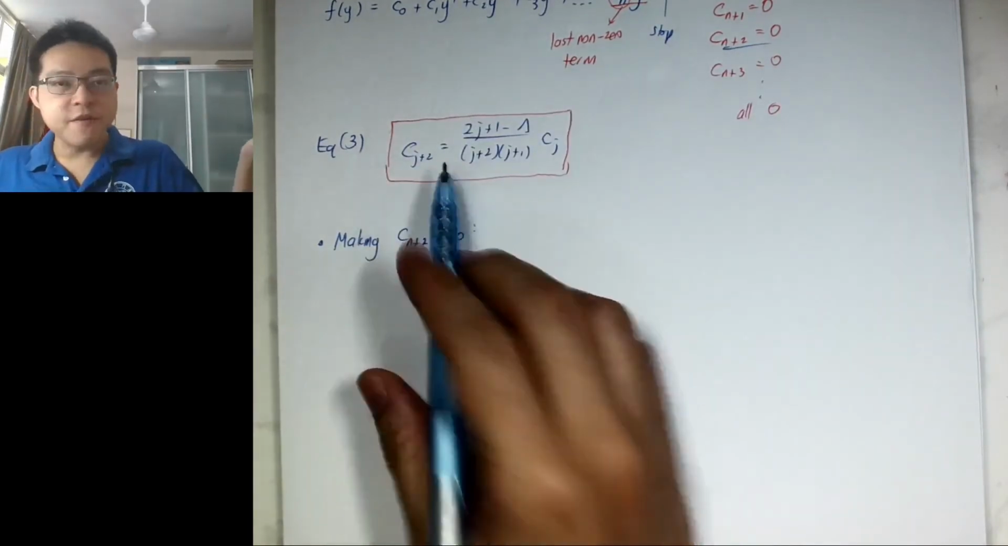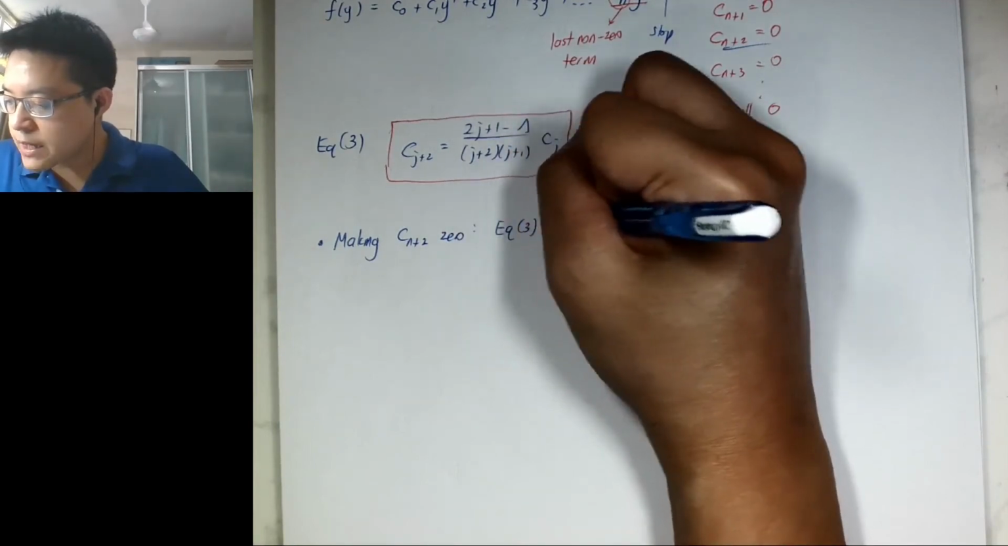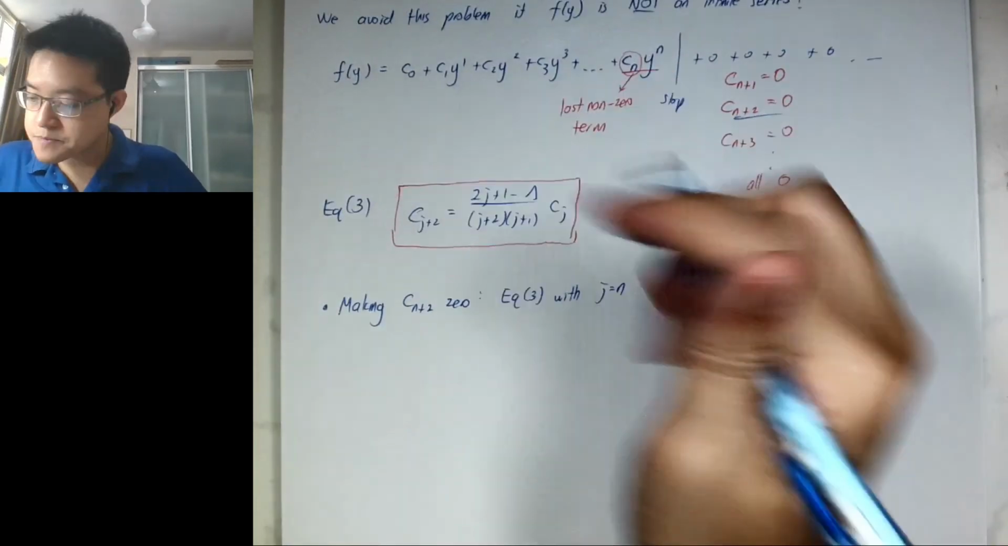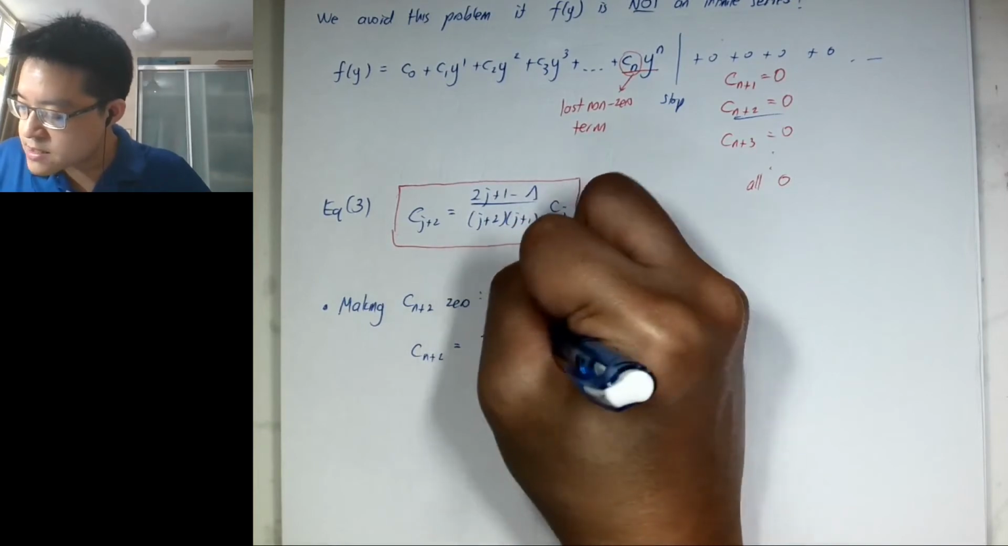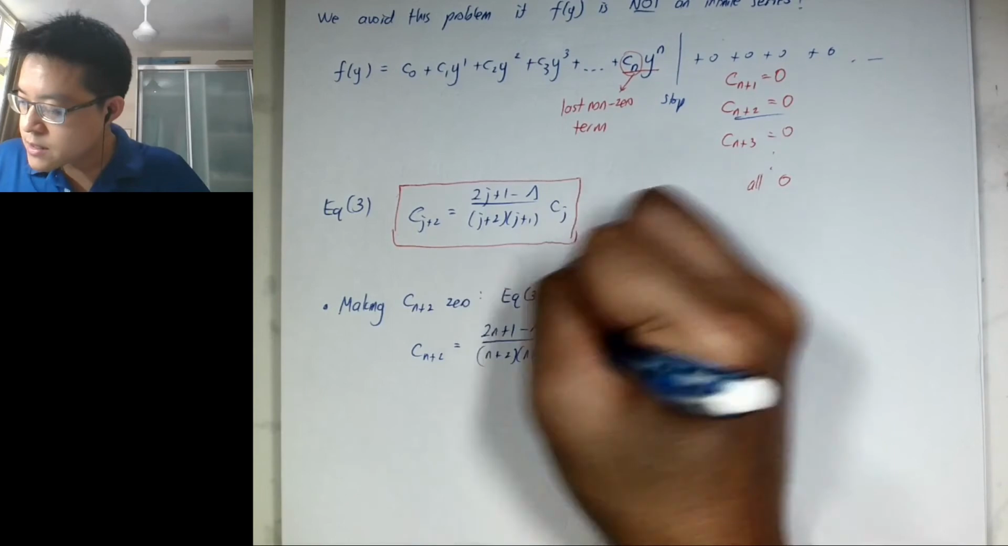So using equation 3, by plugging in j equals n, where n is some fixed number, Cn plus 2 is 2n plus 1 minus lambda, over n plus 2, n plus 1, and then Cn.